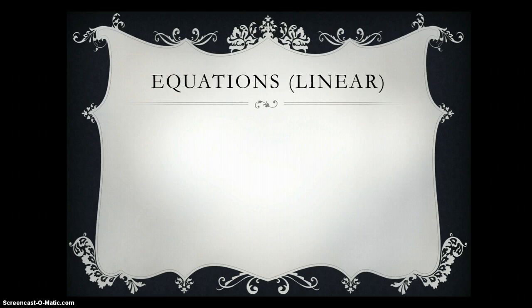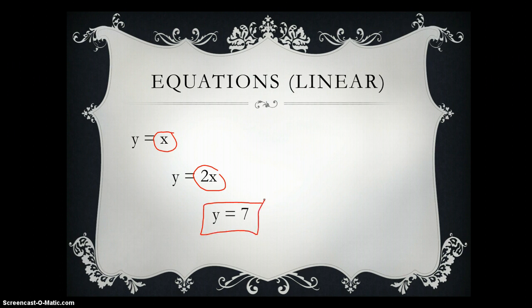So first, let's look at some of the equations. Some examples of linear equations are the things that we're used to. y equals x, y equals 2x, y equals 7. These are the standard y equals mx plus b equations, where all we're doing is taking our x and multiplying it by a constant number. Or in some cases, we're going to have y just be equal to a number.